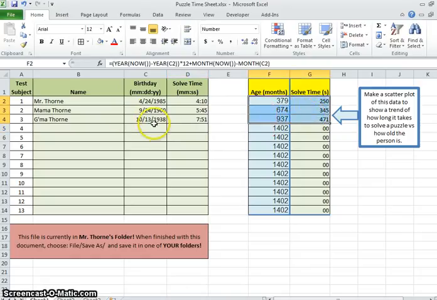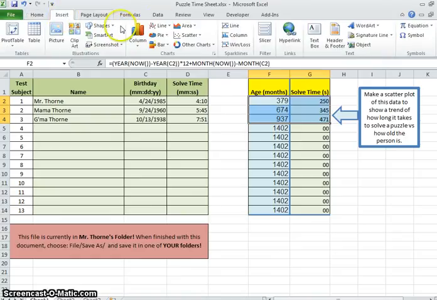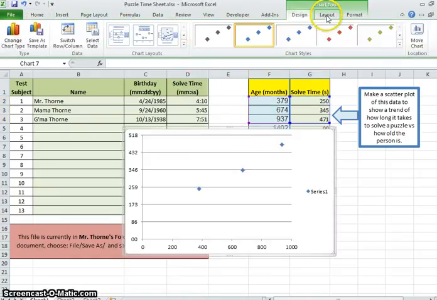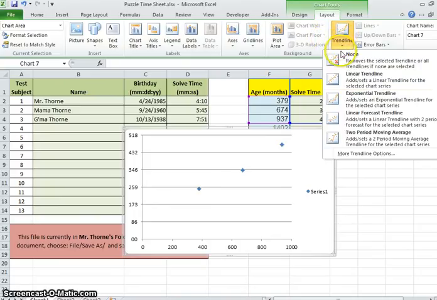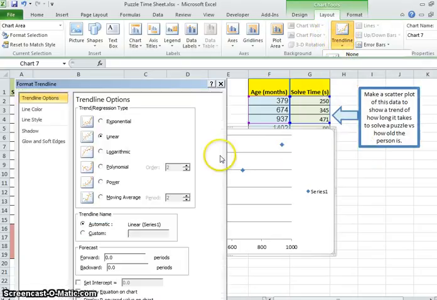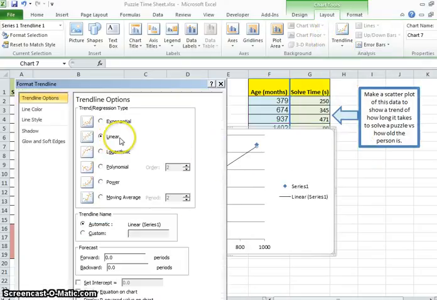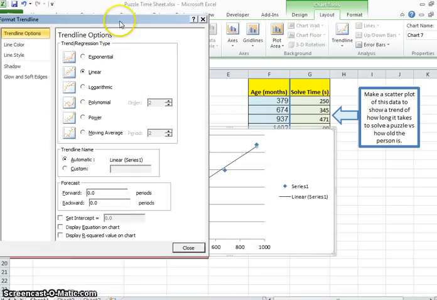Now it converted all of these times from minutes and seconds to just seconds, and it converted our ages from what year we were born until how many months we are old now, and we would just highlight the relevant data. We would go to Insert, Scatter, pick a regular scatter plot, and under Layout, we'd want to select Trend Line with more options, and I want a linear trend line, and I do want to see the equation and the r-square value on the chart.